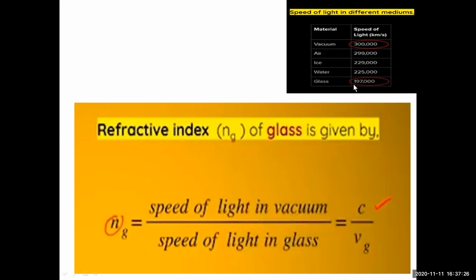How much is the Vg? 197,000. So 300 divided by 197,000. How much are we going to get? 3 zeros cut. 300 divided by 197, we are going to get 1.52 something. So the refractive index of the glass will be 1.52 or something like that. Okay, students, we can calculate the refractive index of any material with respect to vacuum.